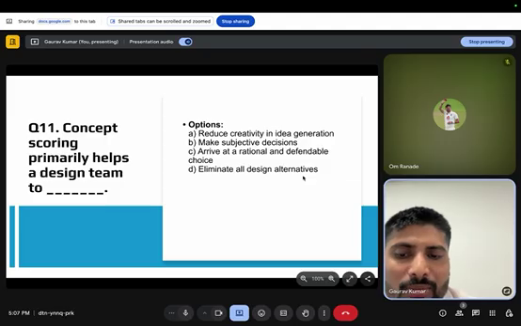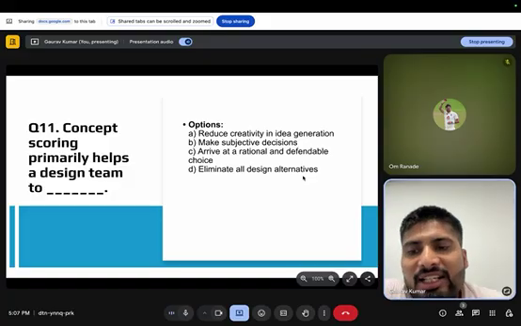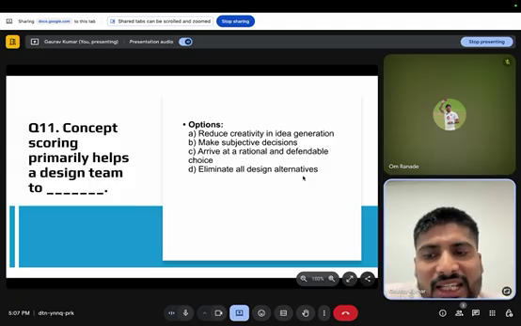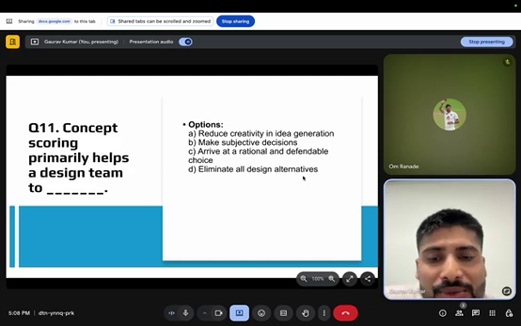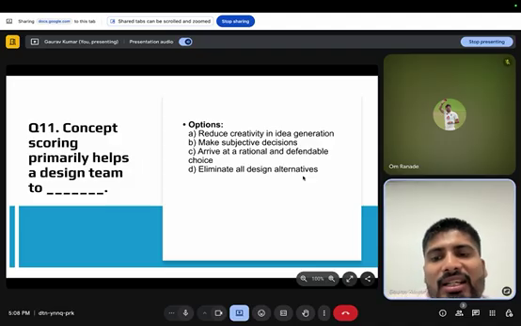So option A, reduce creativity, contradicts the purpose of scoring, which channels creativity rather than restricting it. Option B, make subjective decisions, misrepresents the methodology, and option D, eliminate all alternatives, confuses scoring with screening. So therefore, only option C accurately expresses the method's intent.